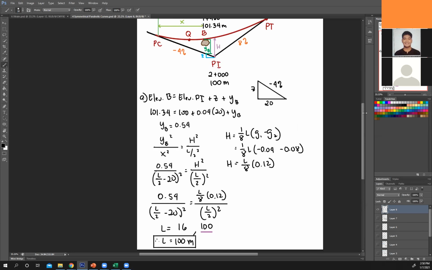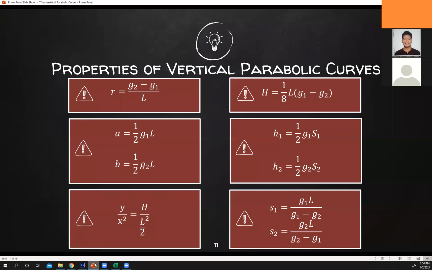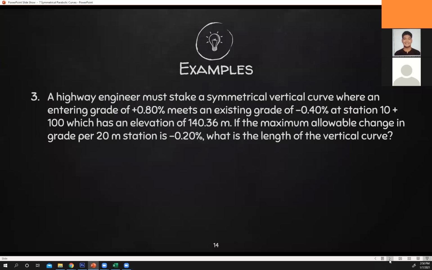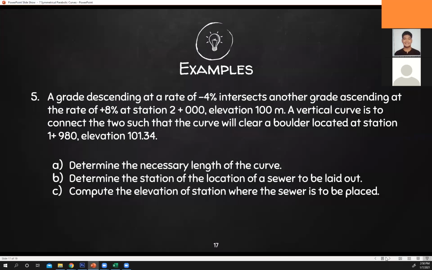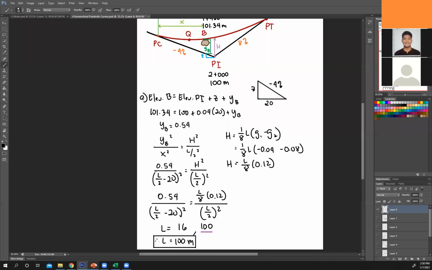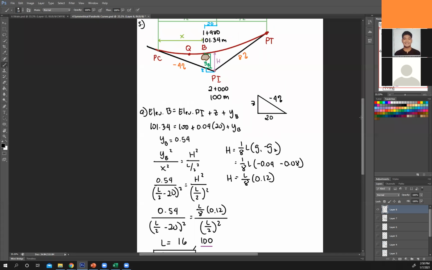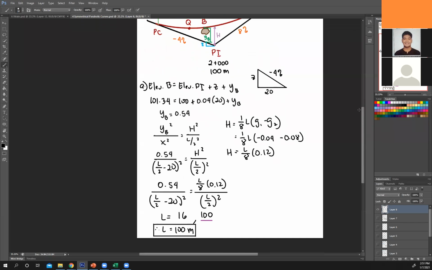Right. So next, let's answer. Letter B is a bit easier. We still have time. Determine station of the location of the sewer to be laid out. So station of the sewer. Again, sewer, like your culvert or drainage pipes, is at the lowest point. So you're looking for the stationing of the lowest point. So station Q. So letter B.